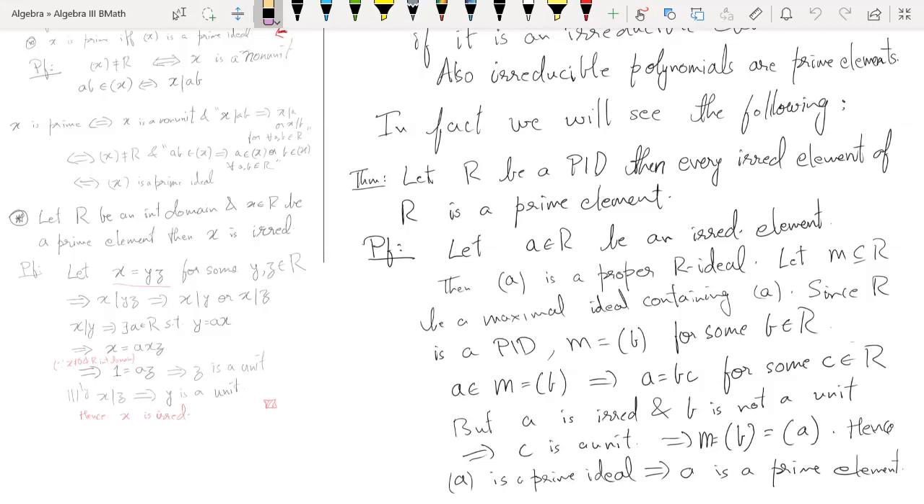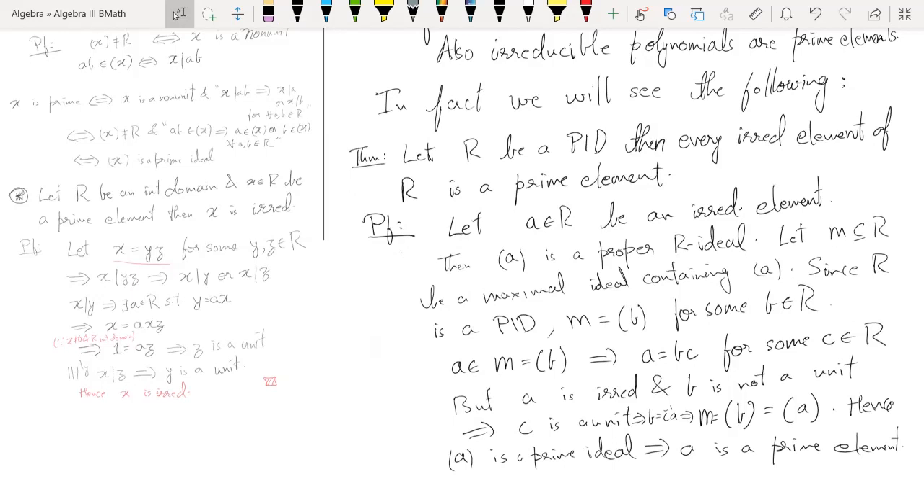So this is clear, but maybe I'll just say why. C is a unit tells us that B is equal to C inverse A, which implies B you can write it as something times A. So that tells you that B is contained in the ideal generated by A, and hence these three ideals are the same. Okay, so that tells you that the ideal is a maximal ideal and hence a prime ideal.